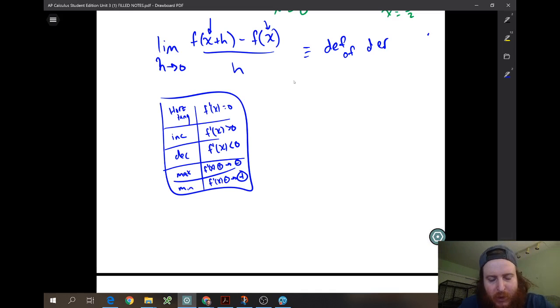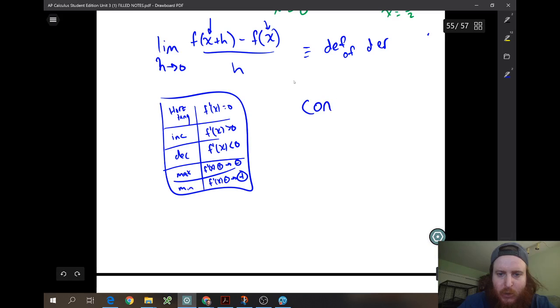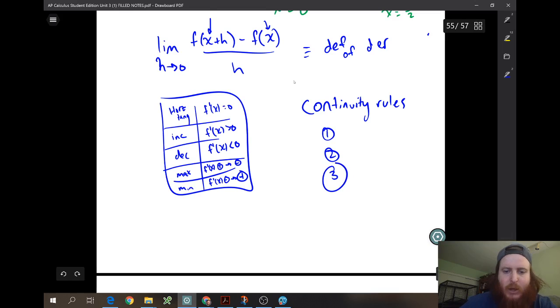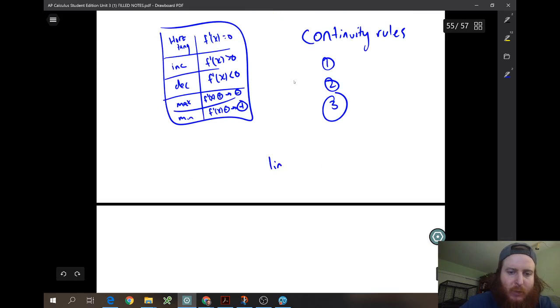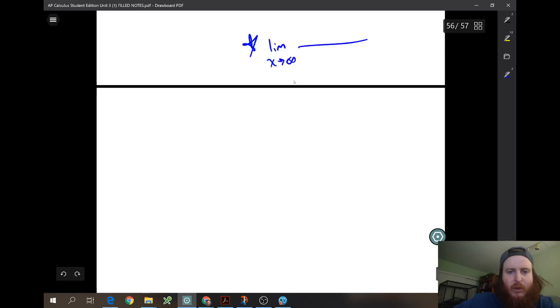Okay, and then another thing that can still be tested as review would be our continuity, our 3 continuity rules. Okay, and if you're watching, I may even throw a limit on here, and I might do one of those limits as x approaches infinity. So just remember those rules: is the numerator bigger, is the denominator bigger? That might be thrown on just as a test. Okay, so that's everything that's reviewed.